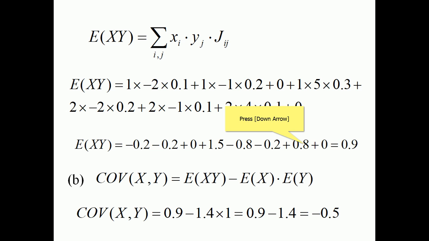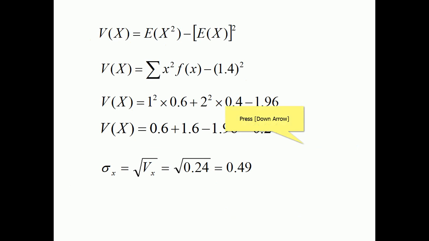Covariance of x comma y is equal to E of xy minus E of x into E of y. That comes out as minus 0.5. And to find the correlation between x and y, we require the standard deviation in x and standard deviation in y. For that, I find the variance in x.